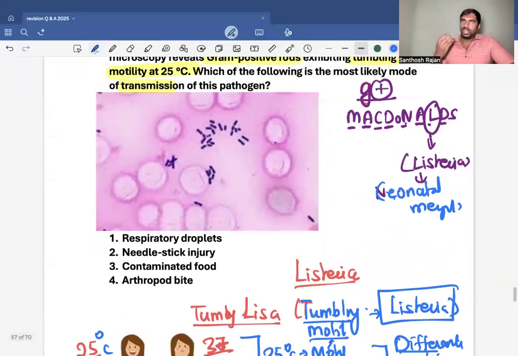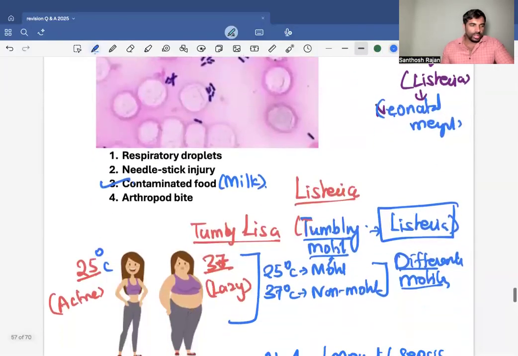Okay. So what's the route? It is usually the food route. Okay, fecal-oral route. So mostly contaminated food is the main reason here for Listeria monocytogenes. It's not the respiratory route or anything. Usually milk or meat or whatever, but usually milk is a very, very common route here. Okay, so this we have done.